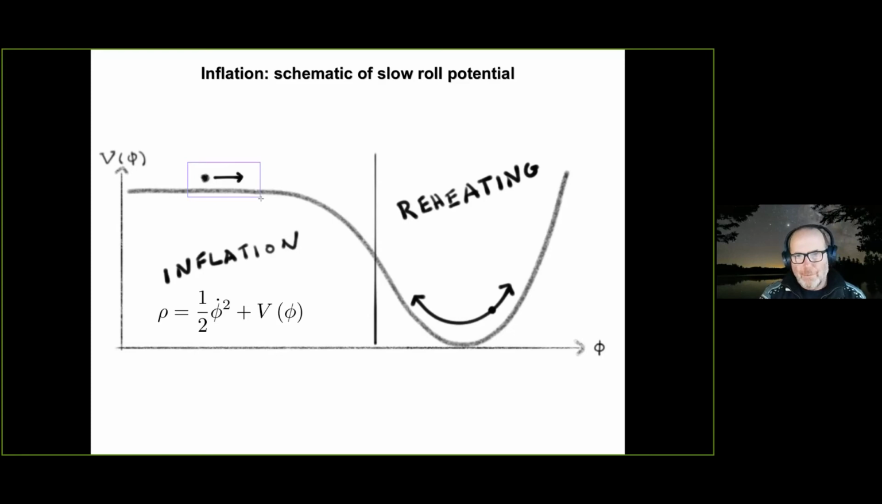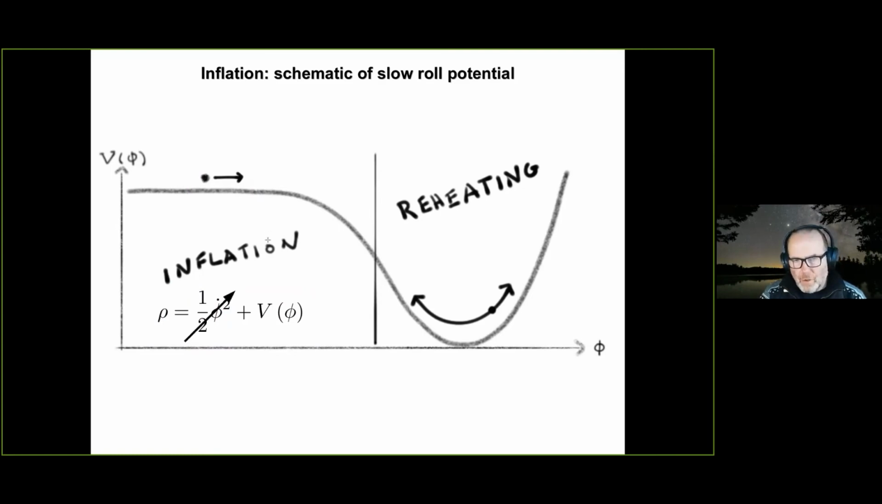Up here on top, as long as it's flat enough, the field can roll along slowly and inflation lasts for long enough. In particular, this has to be quite flat in order for inflation to go on long enough to explain the flatness and homogeneity. Then the energy density of the universe is just given by the kinetic energy of the scalar field plus the potential energy of the scalar field. And this V of phi is now just the shape of this potential surface.